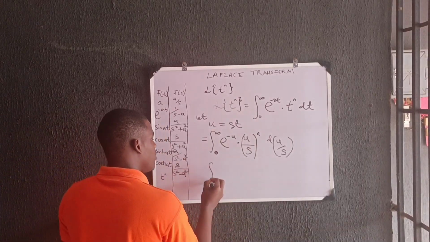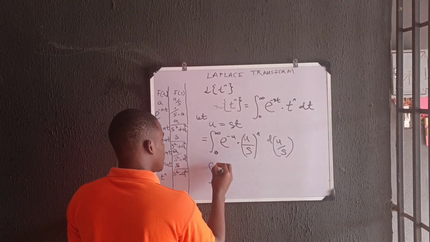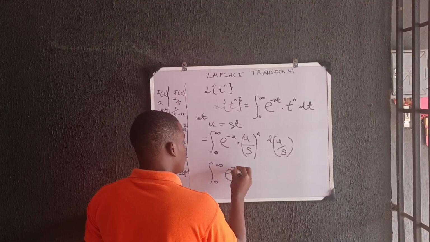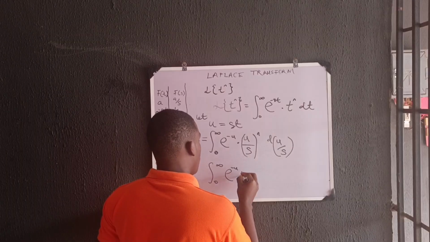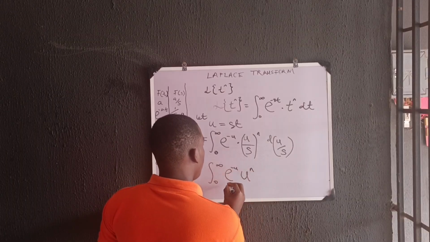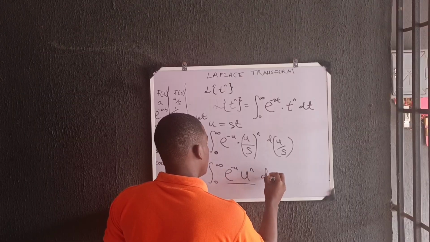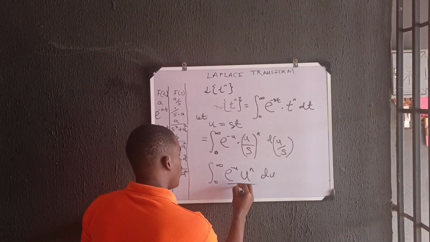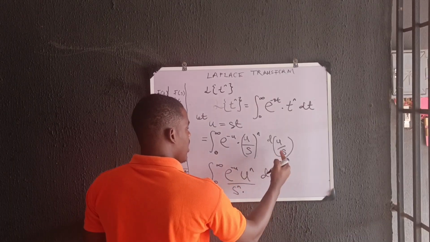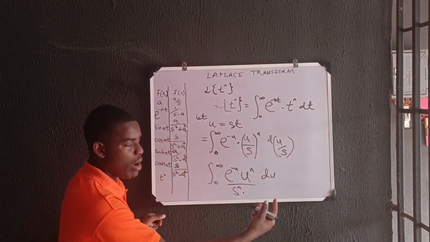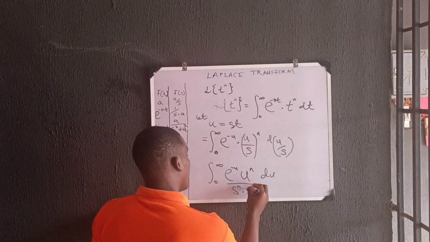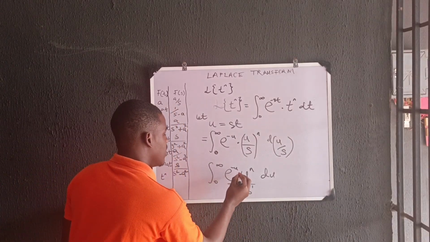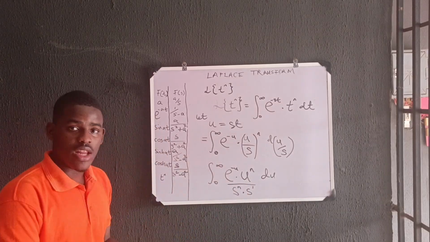So we can then comfortably say, integral from 0 to infinity of e to the negative u, and then u power n, du, all over s power n, right? All over s power n times s power what? This one does not have any power on it, so this is s power 1. This is what we are having at this point. Let's move forward.